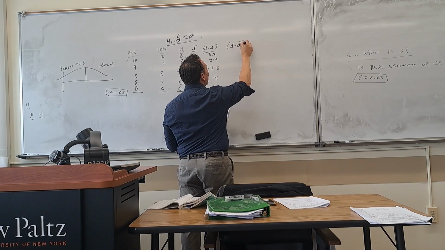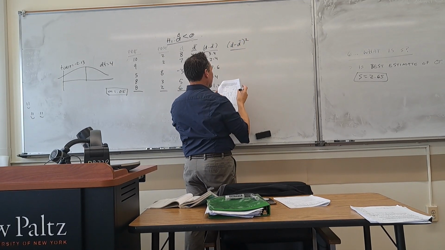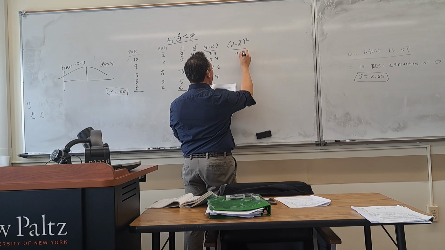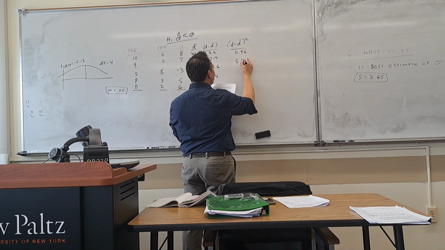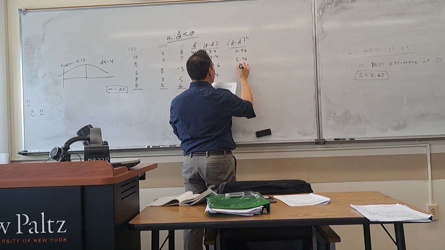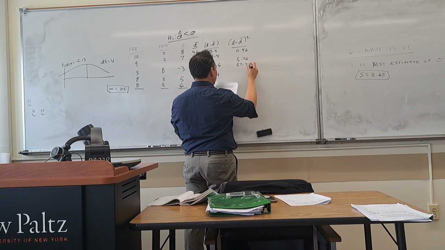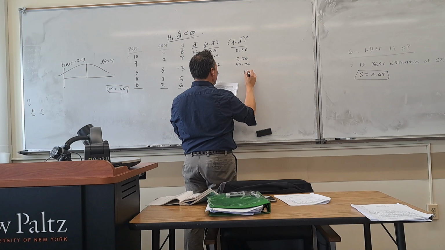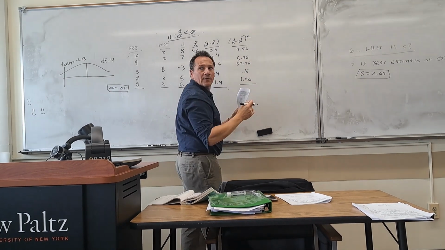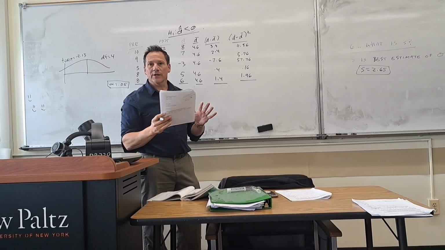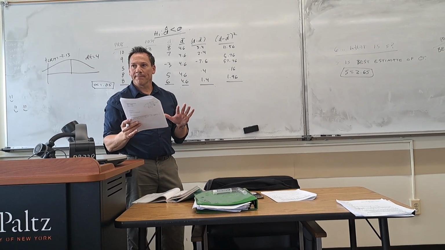D minus d bar squared is 11.56, 5.76, 57.76, 0.16, and 1.96. Okay, are we good? Okay.